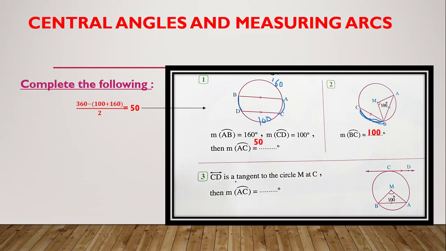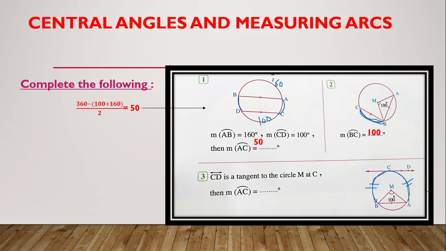Number 3, CD is a tangent. This is a tangent. It means that the measure of this arc equals the measure of this arc. They are equal in measure and also in length because we have the same circle.